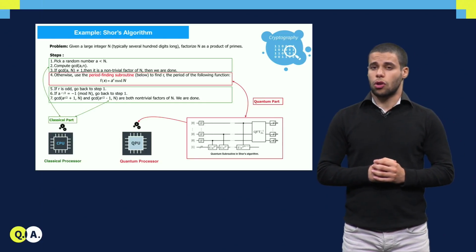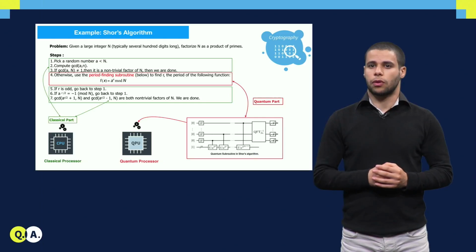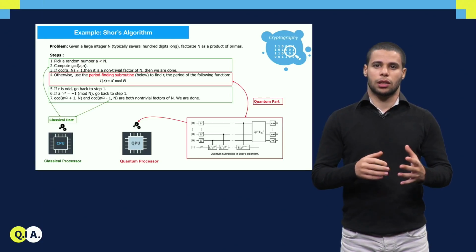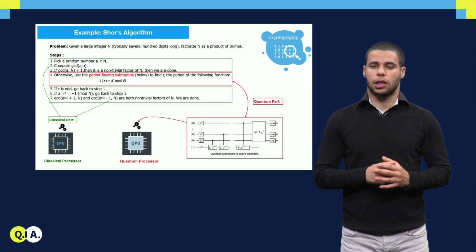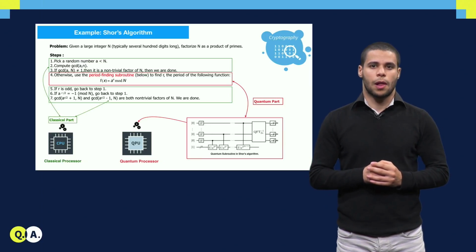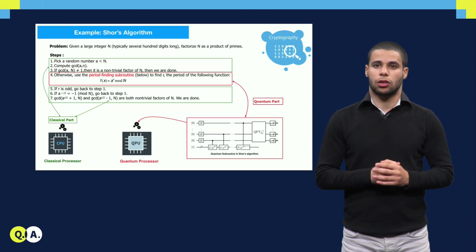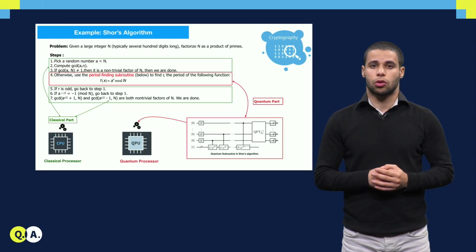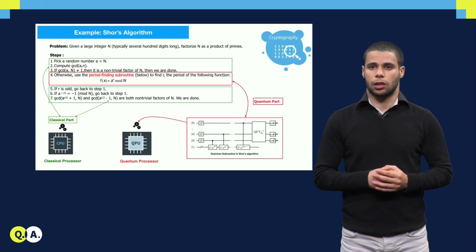For instance, Shor's algorithm is a famous quantum cryptography application for prime number factoring. This algorithm includes classical computations such as the greatest common divisor computation, which can be executed efficiently in a traditional processor, and the quantum part such as the quantum Fourier transform, or the QFT, which should be executed on a quantum processor and operate on the qubits.